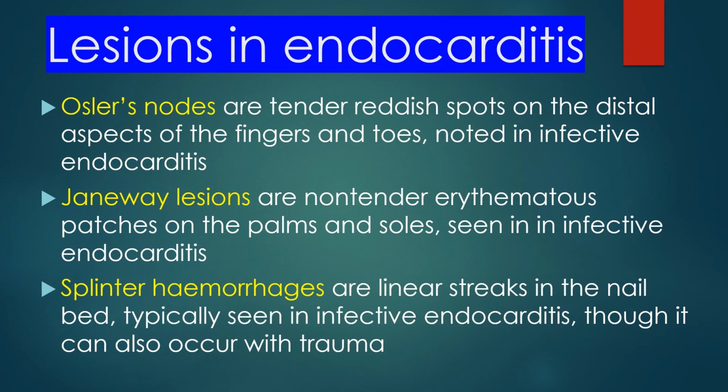Now on to a few lesions in endocarditis. Osler's nodes are tender reddish spots on the distal aspects of the fingers and toes, noted in infective endocarditis. Janeway lesions are non-tender erythematous patches on the palms and soles, seen in infective endocarditis. Splinter hemorrhages are linear streaks in the nail bed, typically seen in infective endocarditis, though it can also occur with trauma.